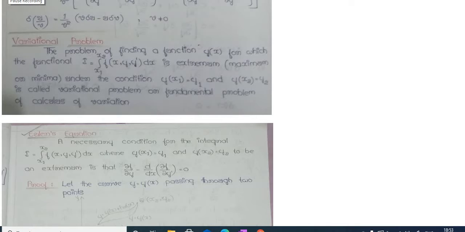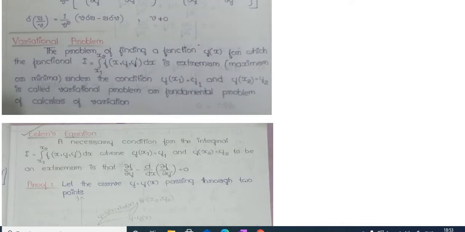Variational problem: the problem of finding a function y of x, for which the functional I equal to integration x1 to x2 f of x comma y comma y dash dx is extremum. Here extremum means maximum or minimum. Under the condition y of x1 equal to y1 and y of x2 equal to y2, this is called the variational problem or fundamental problem of calculus of variation.